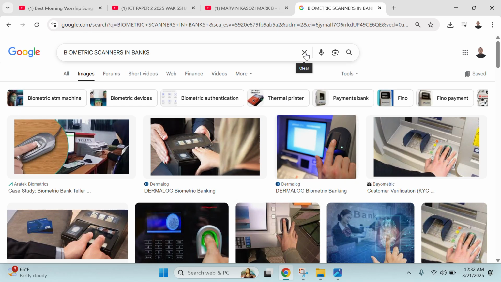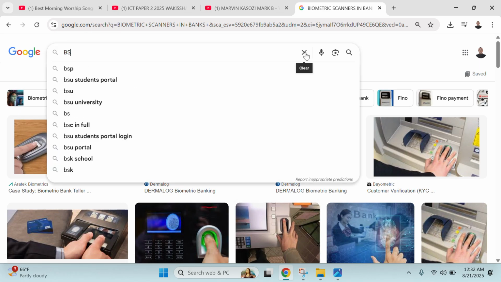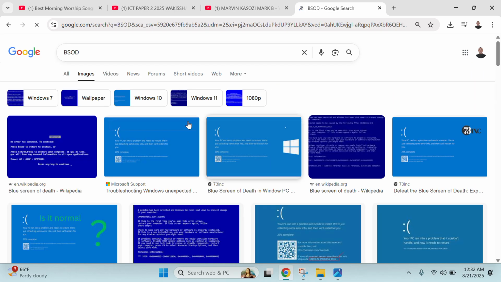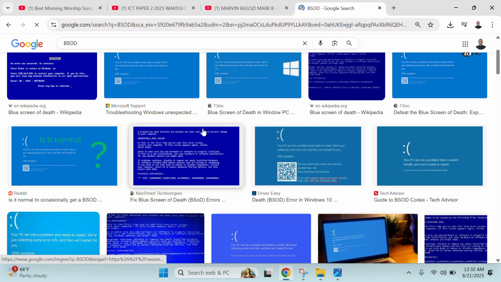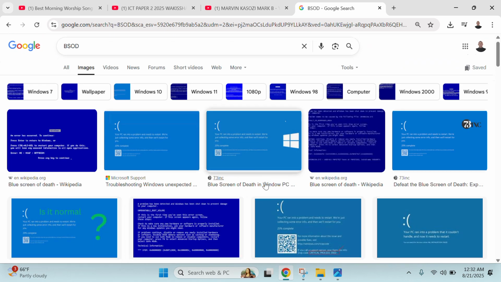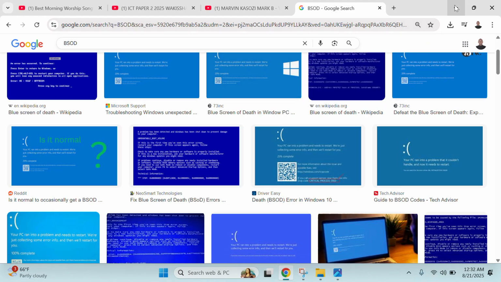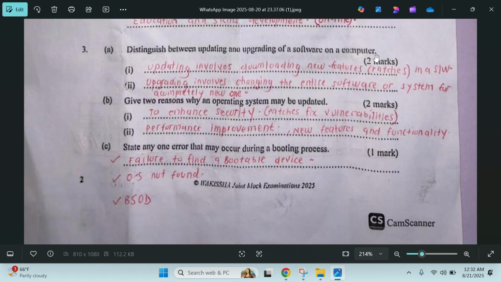It's also an error that may occur during booting. So BSOD, blue screen of death in computers, something like that. If you've ever seen something like that, it's an error that could occur during the booting process. It's a blue screen of death, BSOD.